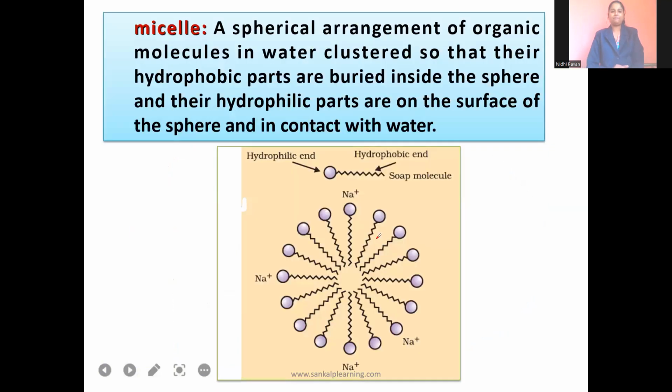Okay. Next. So micelle means what? It is a spherical arrangement of organic molecules. Means the molecules will arrange spherically in water, clustered so that their hydrophobic parts are buried inside, whereas the hydrophilic parts will be outside or towards the surface, which is in contact with the water. So this forms a sphere-like structure, which is called a micelle. So here you can see hydrophilic, love towards water, hydrophobic, hate towards water.